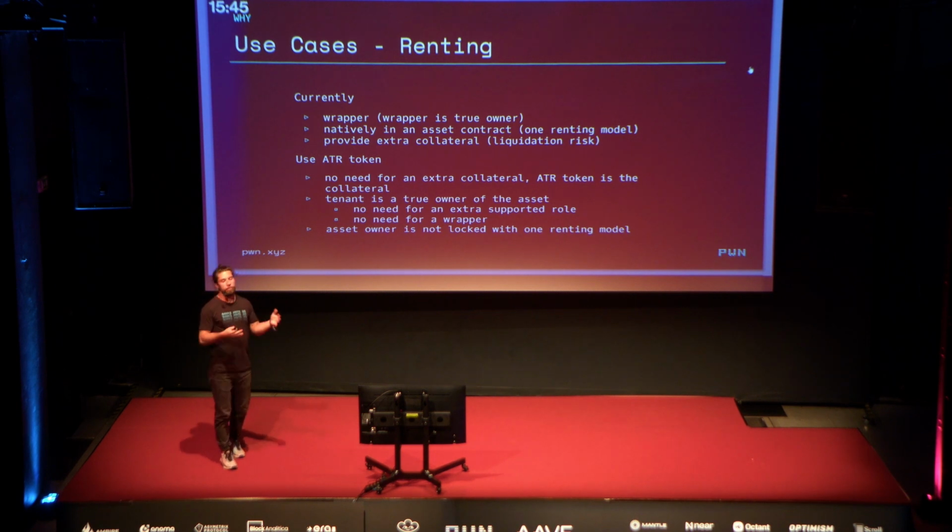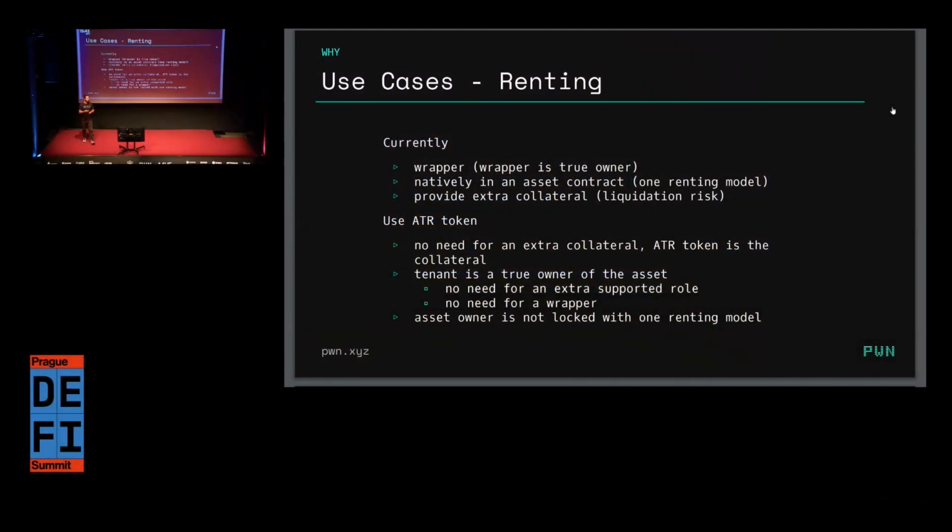Currently, you have three options. You can use a wrapper. That's fine, but the wrapper is the true owner of the asset. So if you need to actually sign a proof of ownership, you won't be able to do that. In case of an airdrop, the airdrop will be dropped basically to the wrapper. Another way is having renting natively in an asset contract. A lot of GameFi assets actually do that. The problem with that is that the holder is stuck with one renting model.